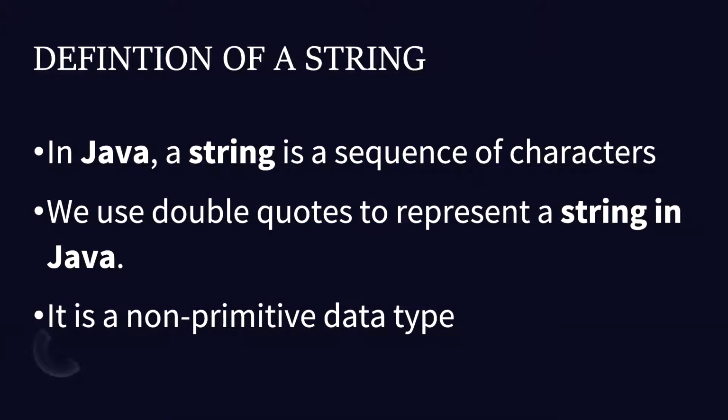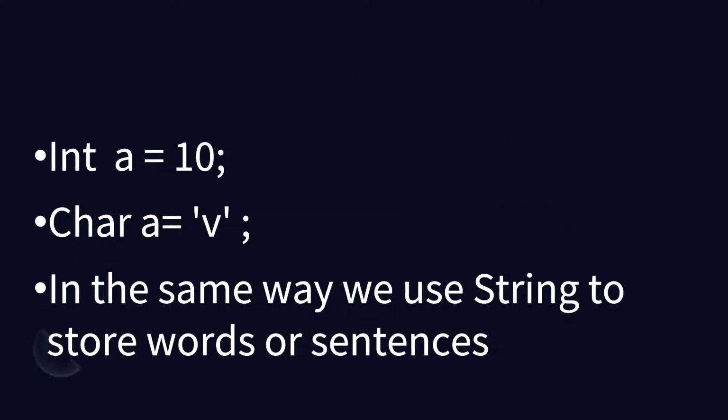First of all, let's understand the definition of string. String is a sequence of characters. Sequence of characters in the sense it is words or sentences. In our previous videos, we've seen that in order to store numbers, we use int, float, etc. And in order to store characters, we use char. In the same way, in order to store words or sentences, we use the keyword string.